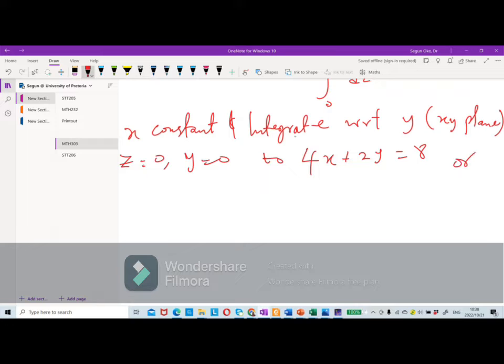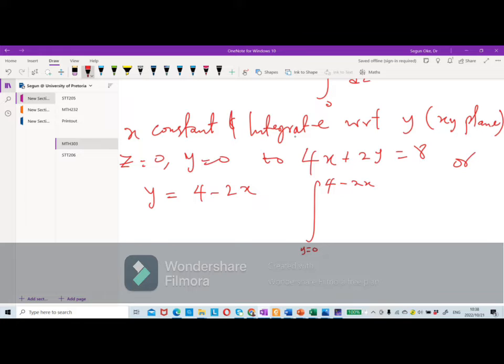Or we have our y equals 4 minus 2x. Don't forget, it is very simple in this way, rather than to go into the other way. So we're going to integrate from y equals 0 to 4 minus 2x.